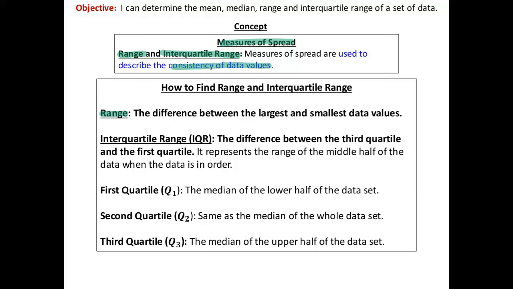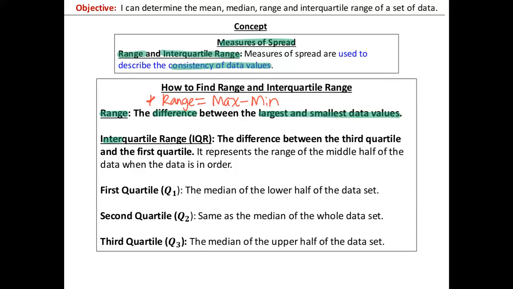So the range is the difference between the largest and smallest data values. So for the range, that's when you take the max minus the min. Take the largest value and subtract the smallest value.